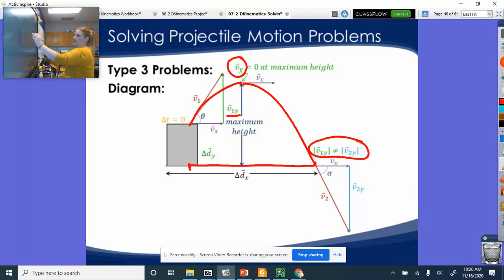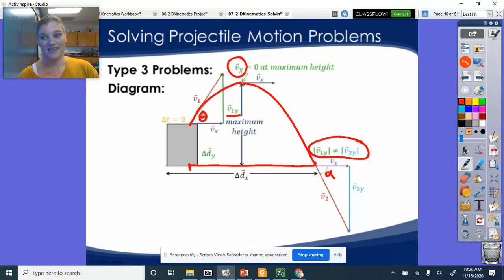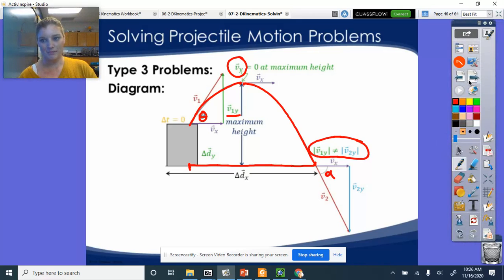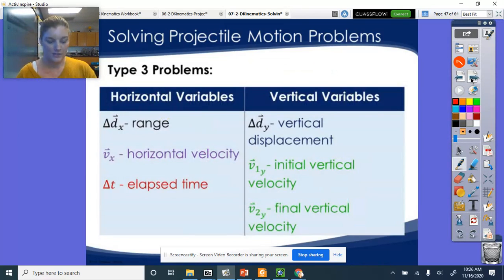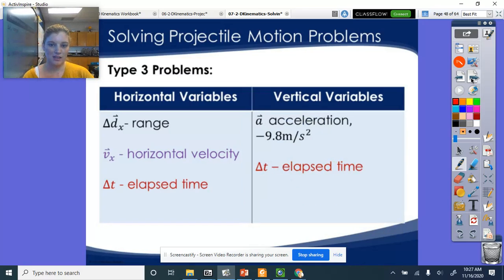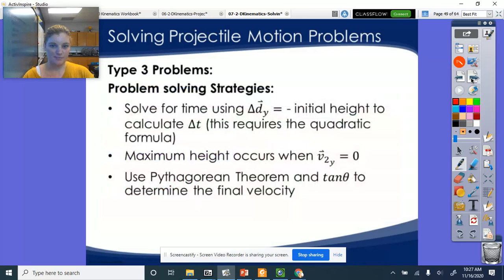And I have two different angles here. So here I have theta, and here they put alpha. So there's a lot going on. Not super easy. These are the ones that are going to take some time. So I still have the variables in the exact same place that I did before. So I have my horizontal and my vertical variables. They're going to stay the same.